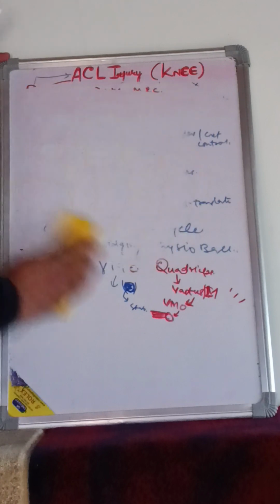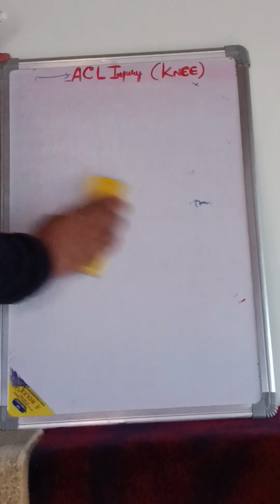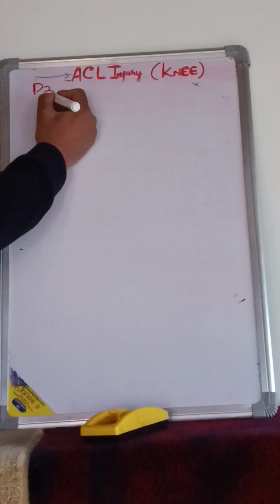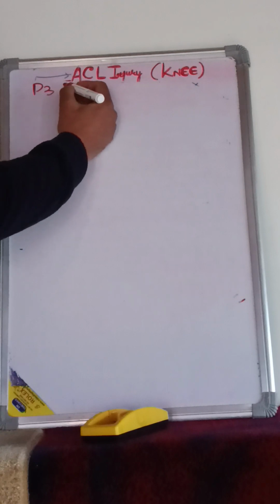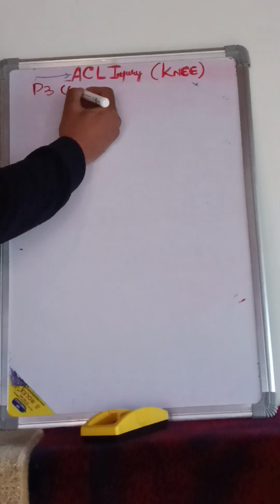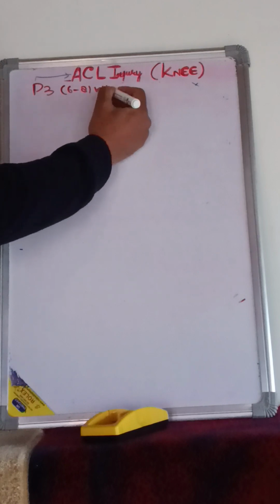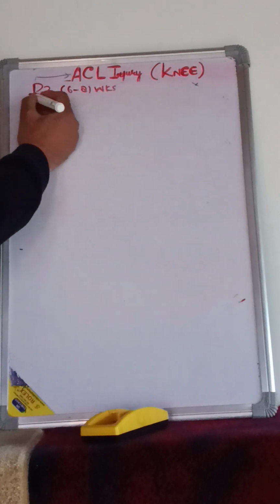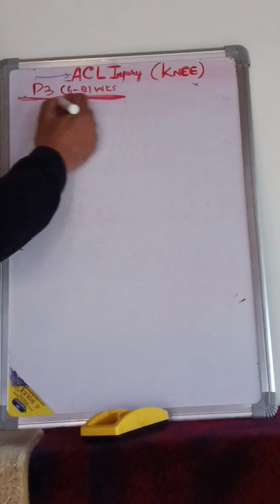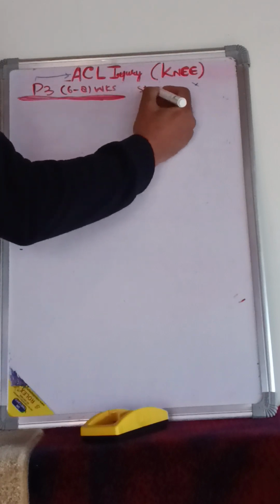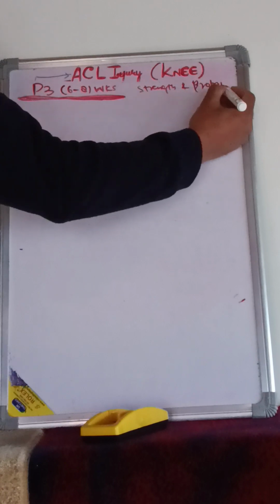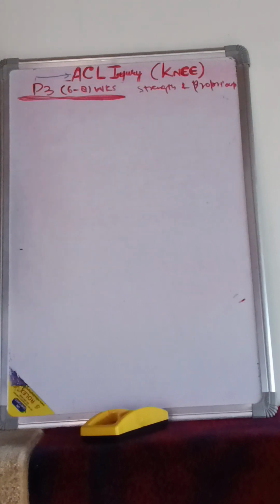Now phase third. Let us come to phase third. It is 6 to 8 weeks in duration. This is also known as the strengthening and proprioception phase. What is phase third?